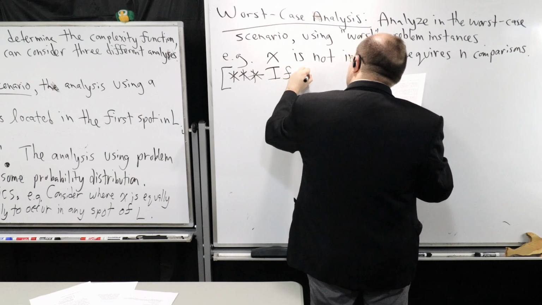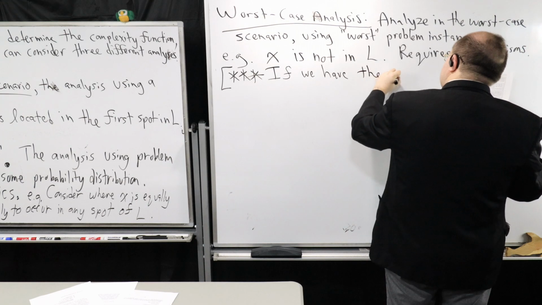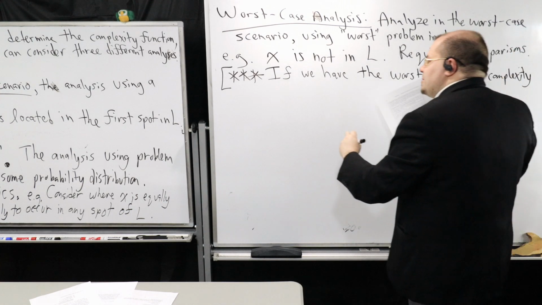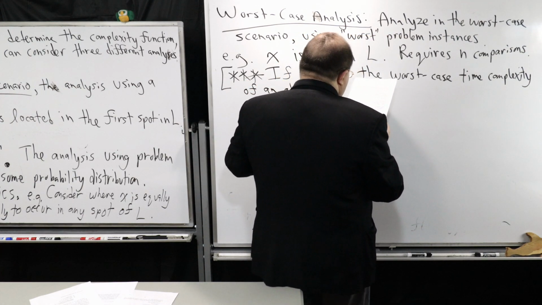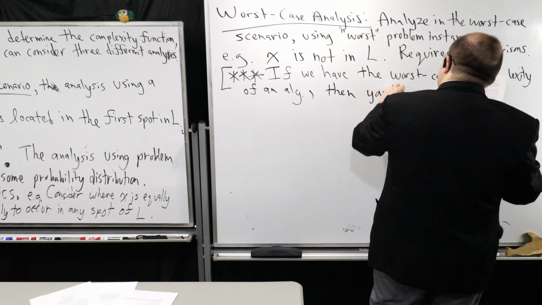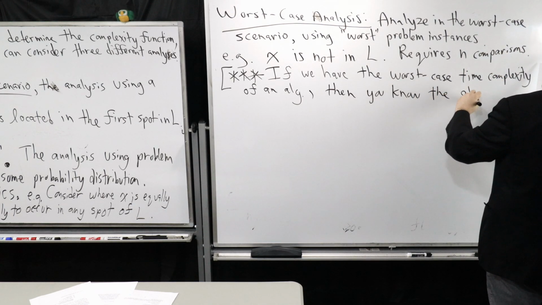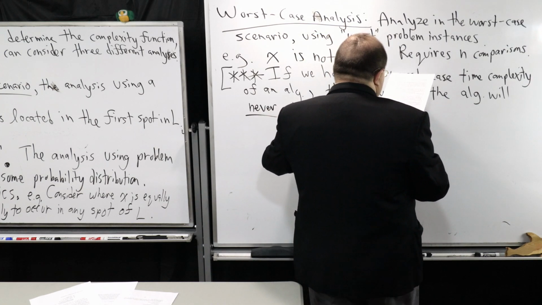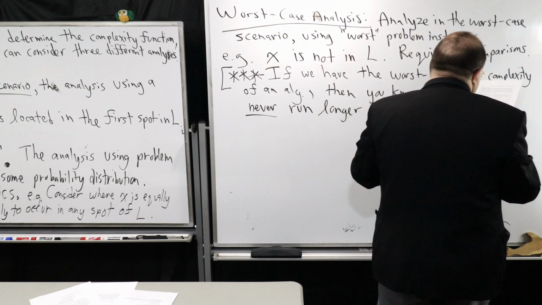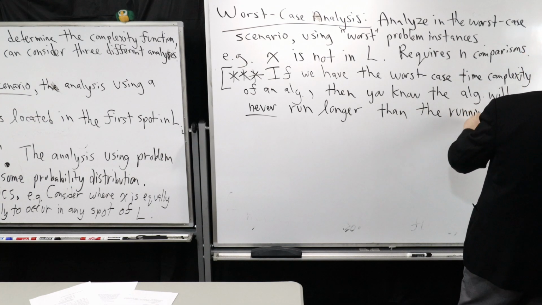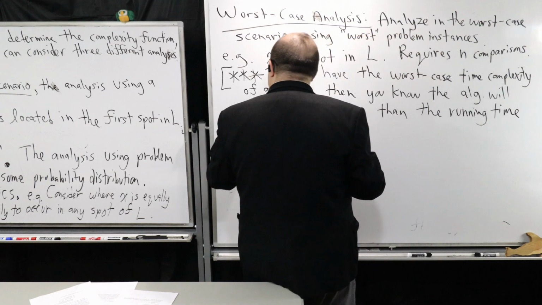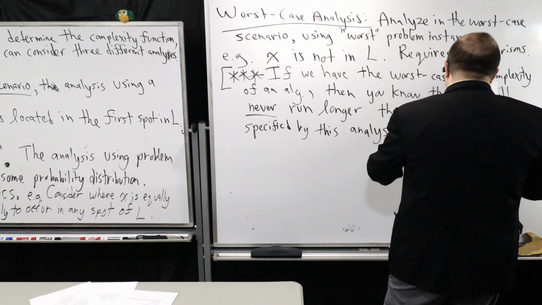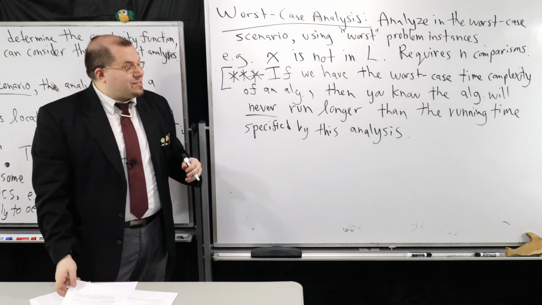If we have the worst case time complexity of an algorithm, then you know the algorithm will never, and I mean never, run longer than the running time specified by this type of analysis. Why? Because we're being as pessimistic as possible, right?